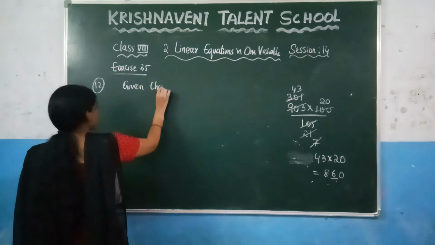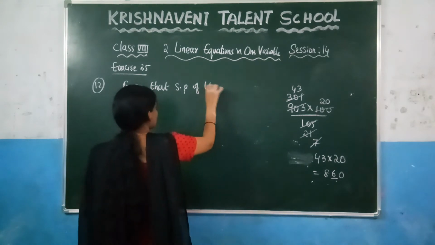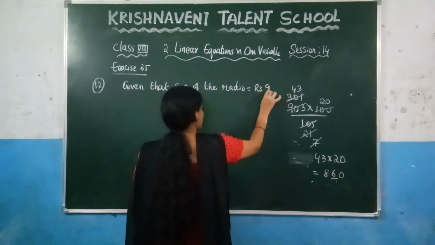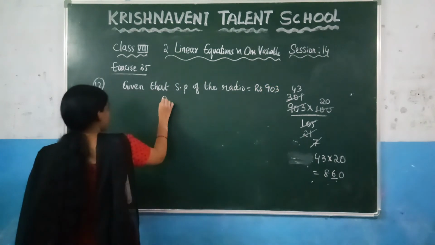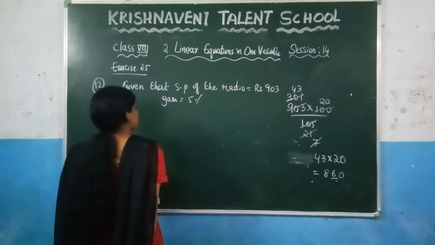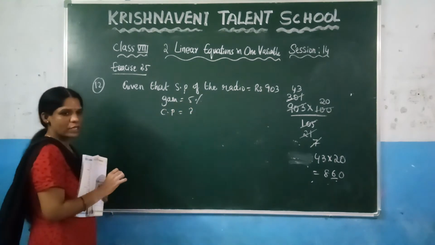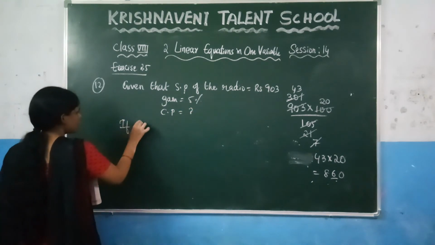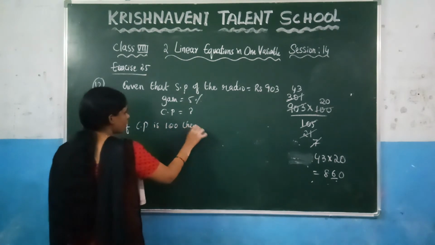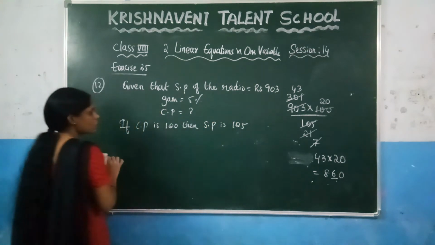Given that the selling price of the radio is 903, and the gain percentage is 5%, you need to calculate the cost price. What will be the cost price? Let us write it here. If the cost price is 100, then the selling price is 105, since the gain is 5%.